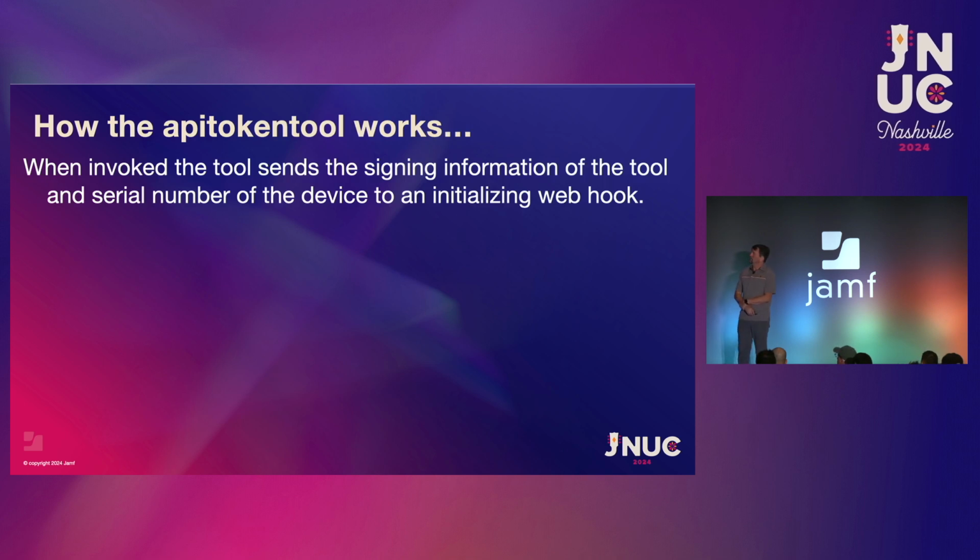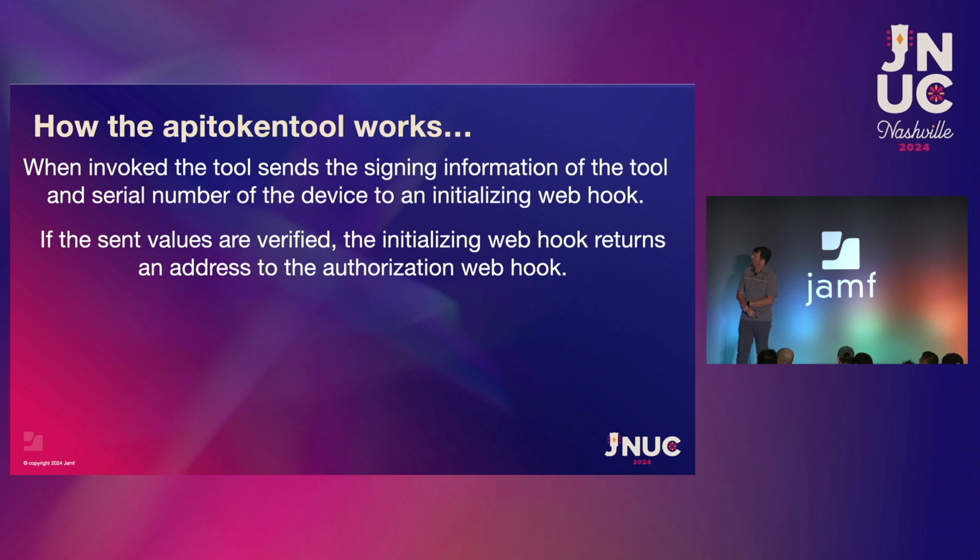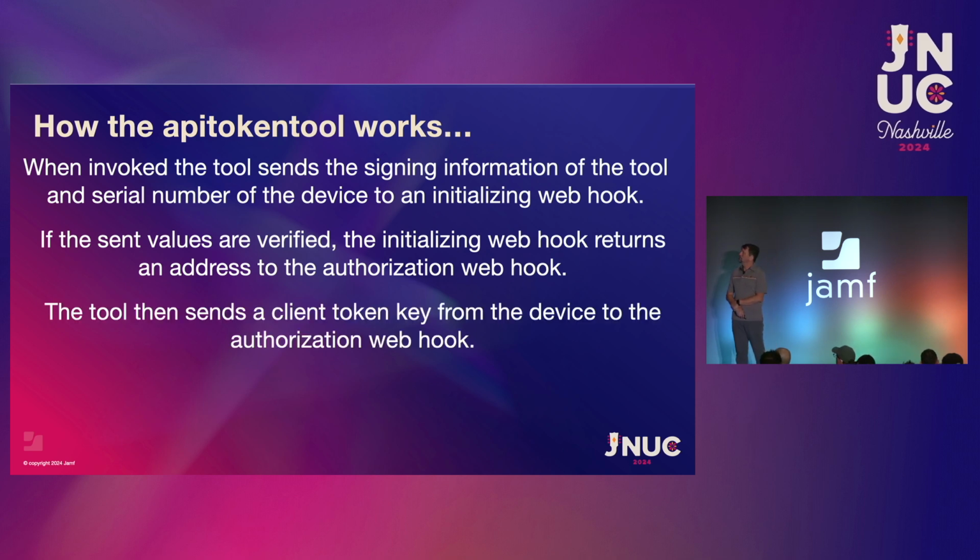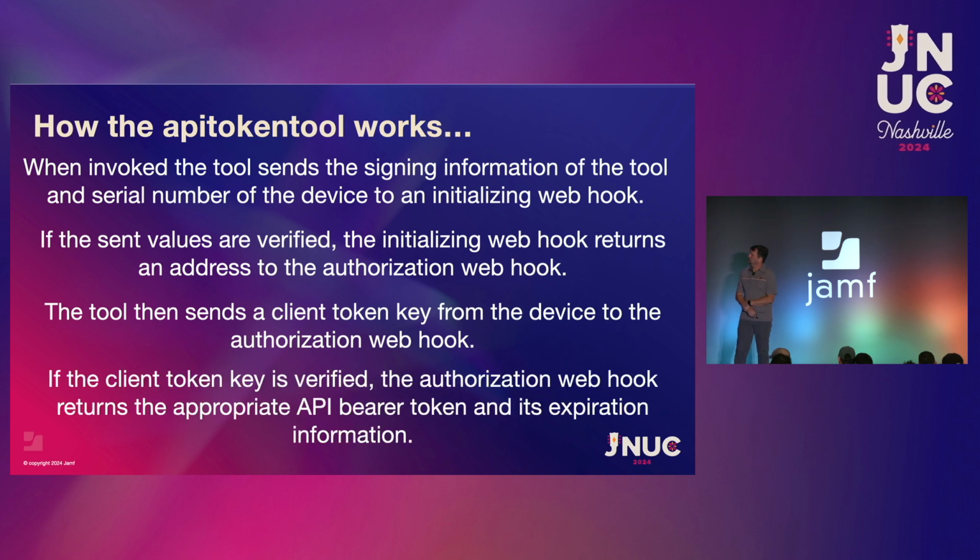When invoked, the tool sends the signing information of the tool and the serial number of the machine it was running on to an initializing webhook. If the sent values are verified, the initializing webhook returns an address to the authorizing webhook. The tool then sends the client token key from the device to the authorization webhook.